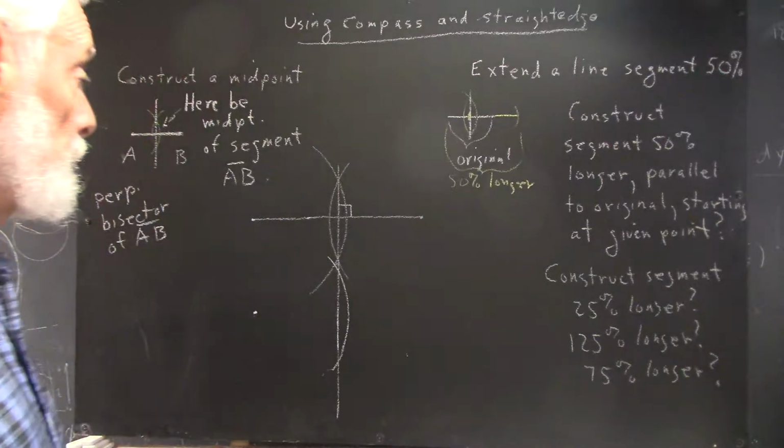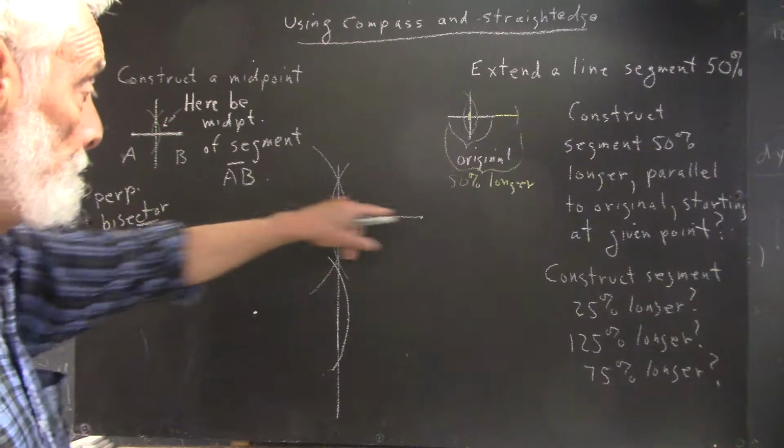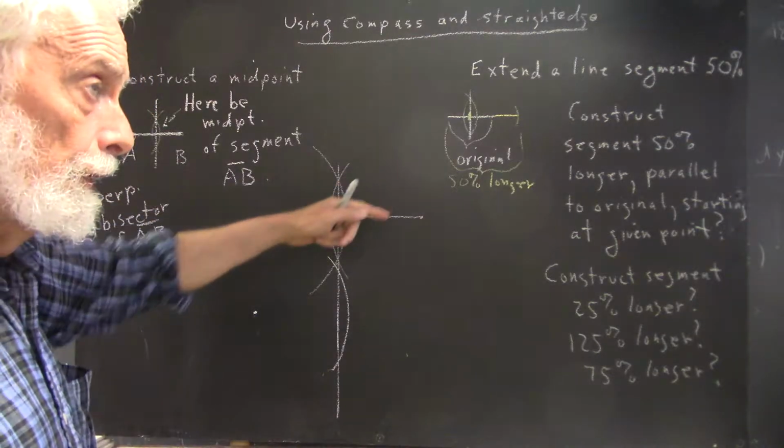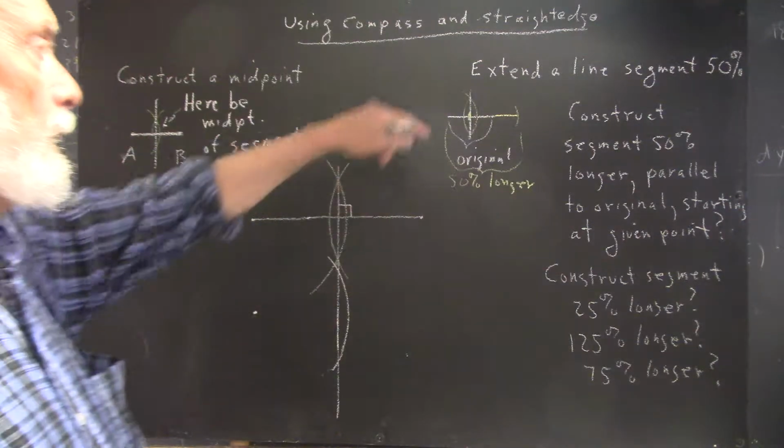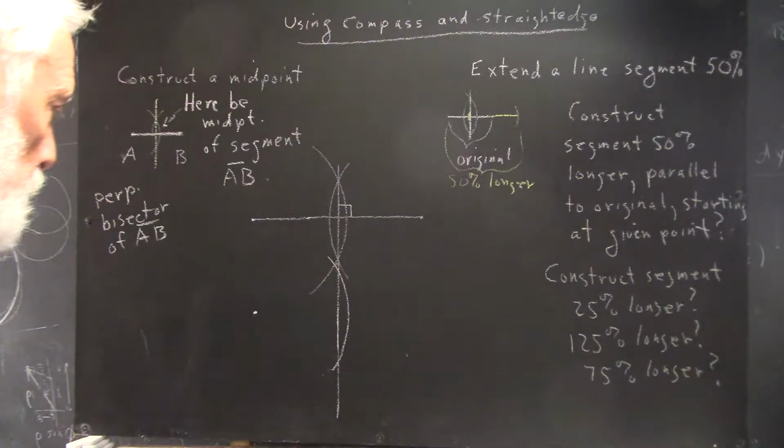And then I'll be able to draw my line through this point that's parallel to this line, and then all I've got to do is make it 50% longer, which is no different than what I did up here.